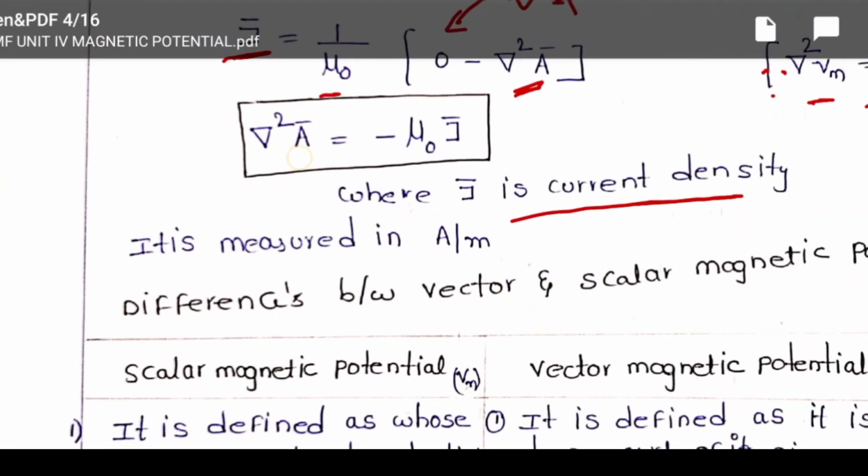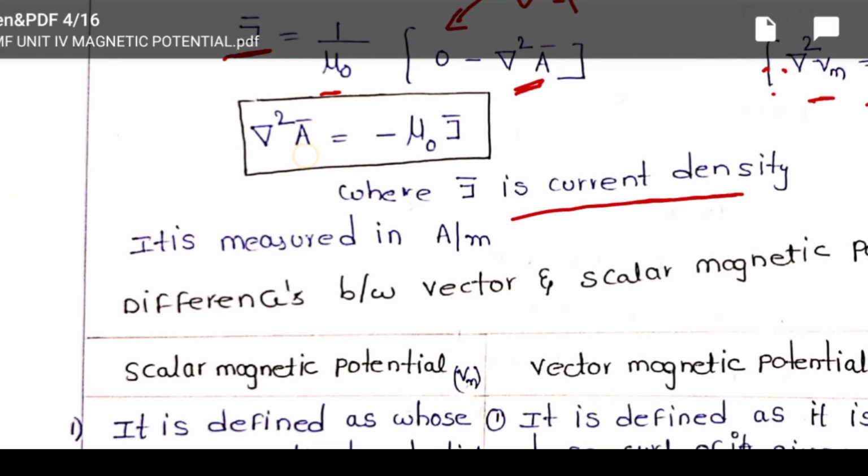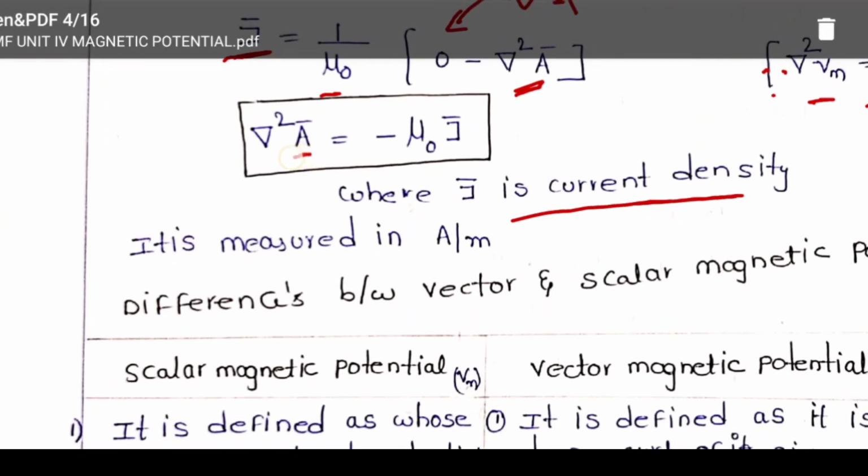That means if the vector magnetic potential is known, then current density can be calculated. If you know the vector magnetic potential A bar, then you can calculate J bar. The del square operation on vector magnetic potential gives rise to J bar, the current density. Only where J bar is not equal to 0 will vector magnetic potential be present. The current density need not be 0.